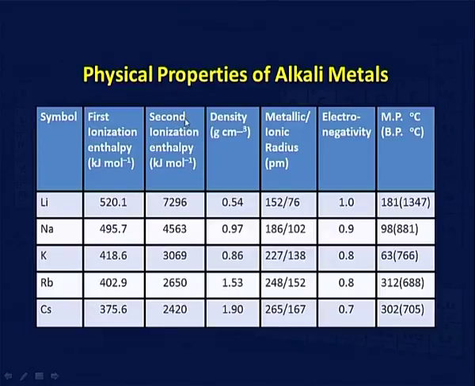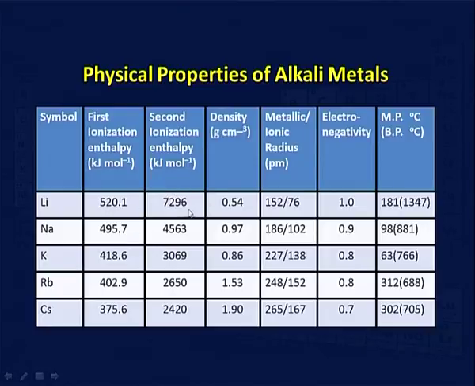Now, if you see here the second ionization, after the removal of the first electron it attains noble gas configuration. On attaining noble gas configuration it becomes very stable, and you can see the second ionization is 7296. It is almost impossible to remove the second electron after the removal of the first electron, because it has attained the configuration of helium. After the removal of the first electron in lithium, it will attain the configuration of helium, which is a noble gas or inert element.